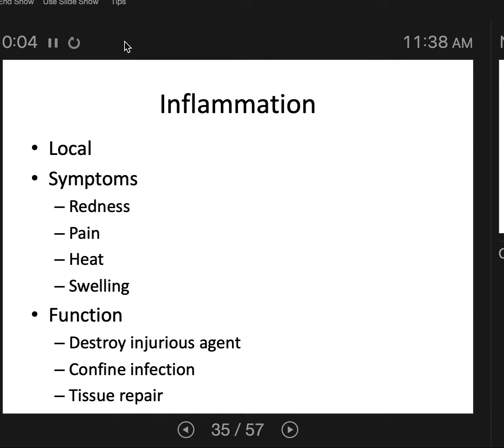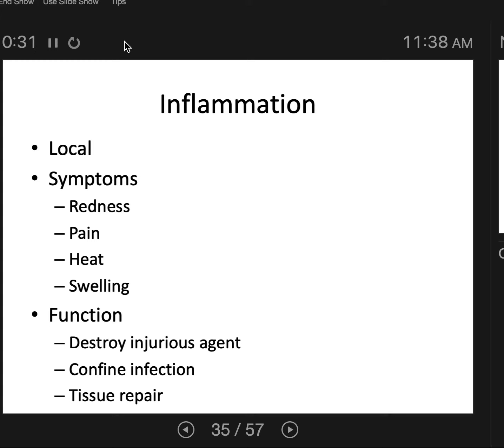This video is going to be about inflammation and fever. So inflammation we'll start with. This is a little simpler than fever. Inflammation is described as local because it's not a full body event usually, right? Usually you have inflammation of a specific cut or specific region of your body. So it's local. The symptoms are, as you know, redness, pain, heat, swelling.